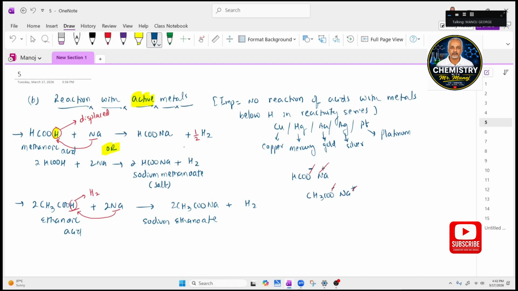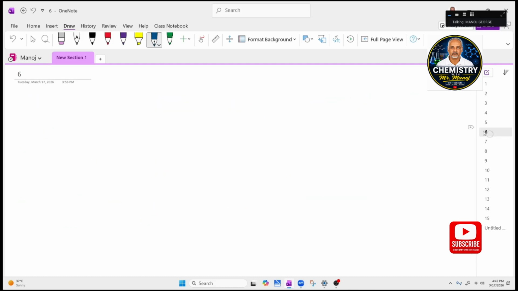gave you the same metal whose valency was +1. Now, I'm going to give you two equations in which we are going to use a metal whose valency is 2+. Let's have a look at the same two acids reacting with calcium or magnesium. They are group 2. So let's have a look. This is reaction number 3.